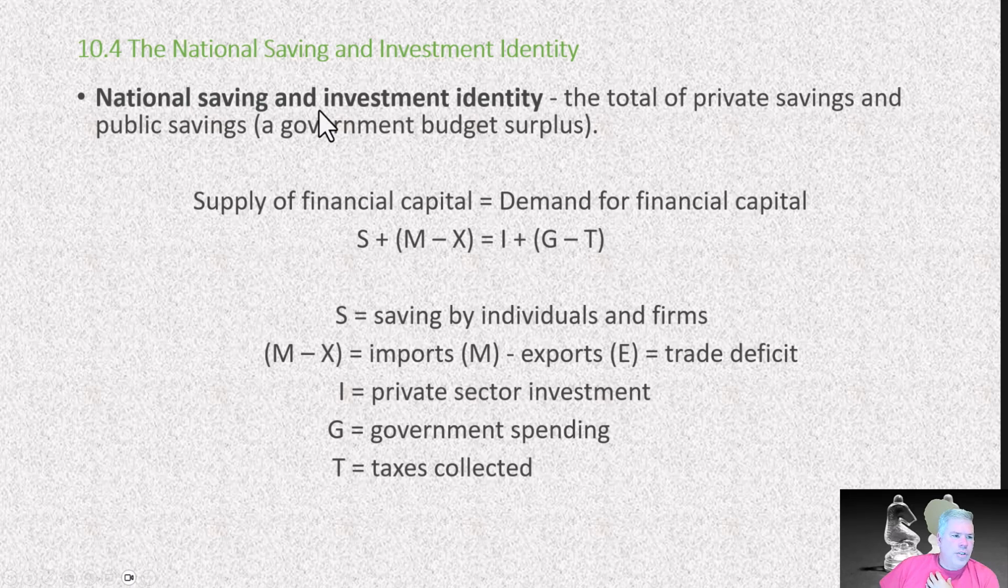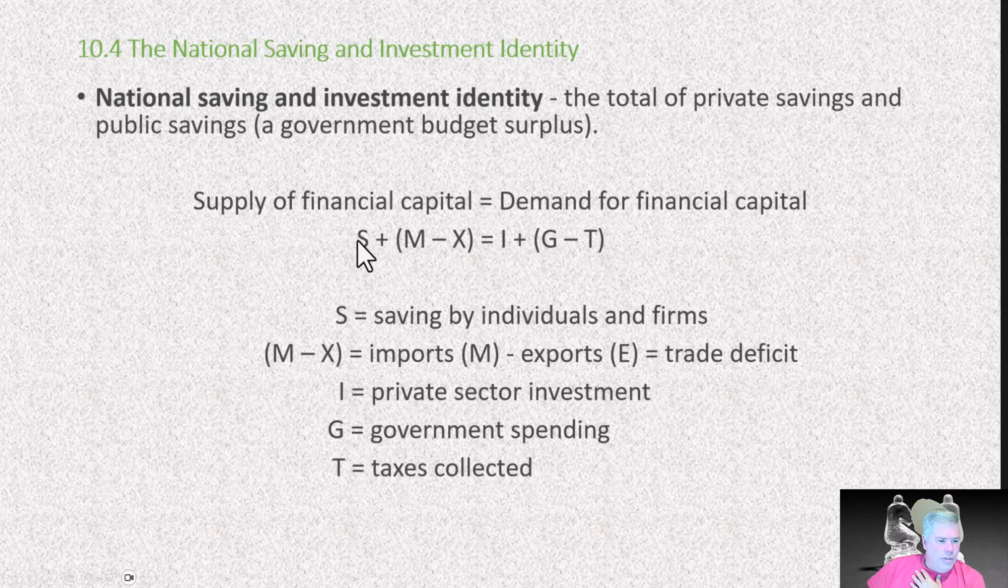So the national savings and investment identity is the total private savings and public savings. If you've got public savings, that's a government budget surplus. We haven't seen one of those for about 25 or 30 years. But that's private savings and public savings. So the supply of financial capital equals the demand for financial capital. Supply and demand are going to be in equilibrium. This is an economics class.